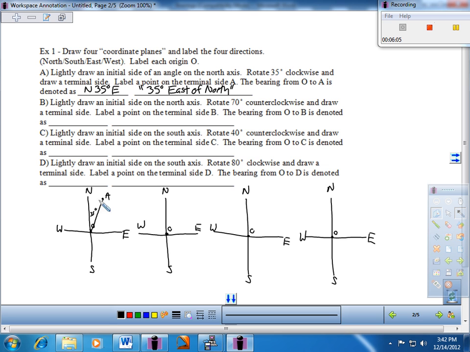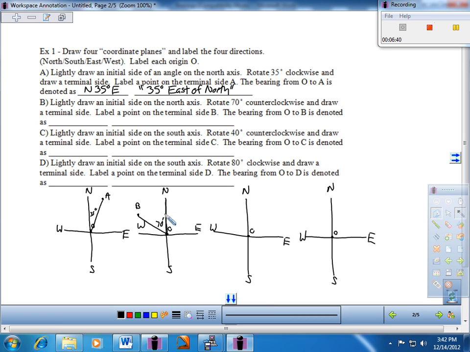Okay, let's do letter B. Lightly draw an initial side on the north axis. Let's do that again, everyone. So I'm going to rotate off the north. Rotate 70 degrees counterclockwise and draw a terminal side. So now we're going to start here, everyone. I'm going to go 70 degrees. Again, notice the description or the angle of the bearing, acute angle. And so about 70 degrees and then a terminal side. And just go ahead and find a point there and label that B if you would. And so this was 70 degrees in here.